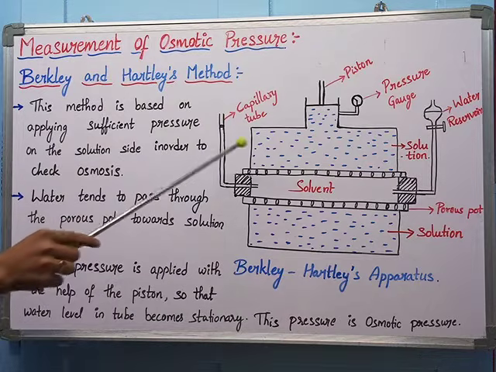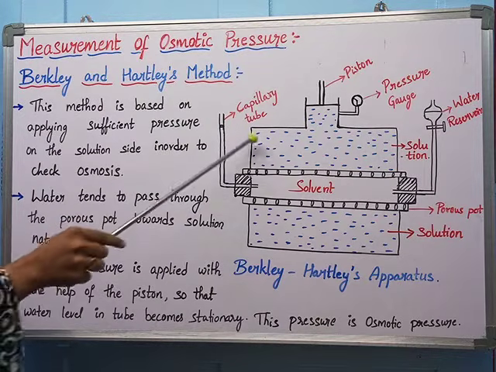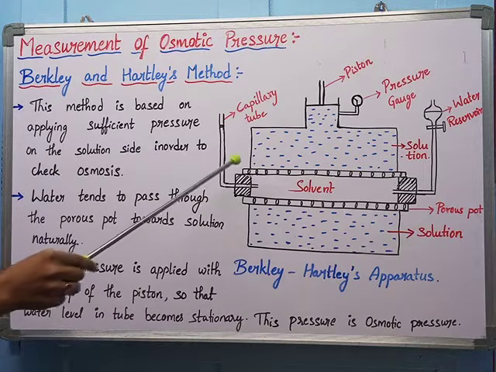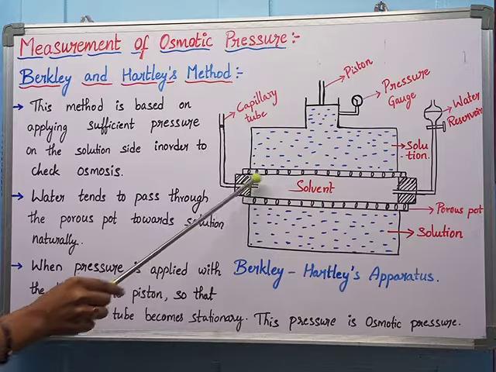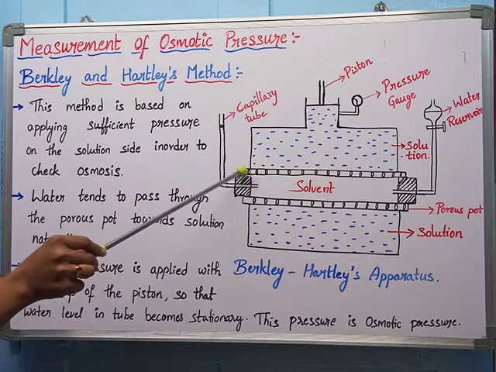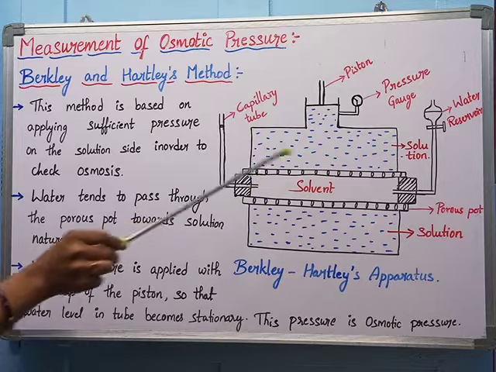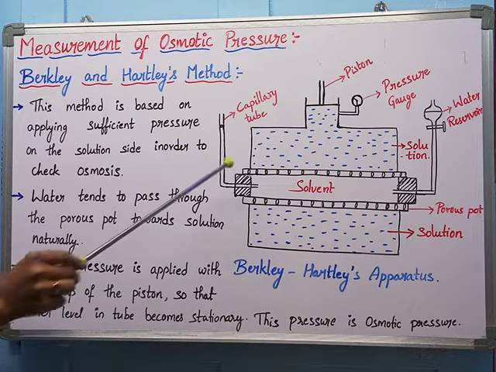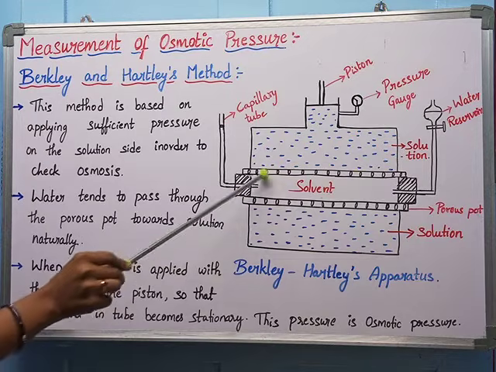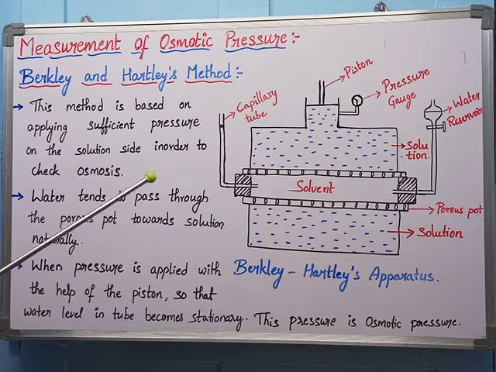The apparatus consists of a bronze cylinder which is filled with a solution. You can see in the middle there is a porous spot. The porous spot, in its wall, is filled with a semi-permeable membrane called copper ferrocyanide, and you can see this porous spot inside is filled with solvent.